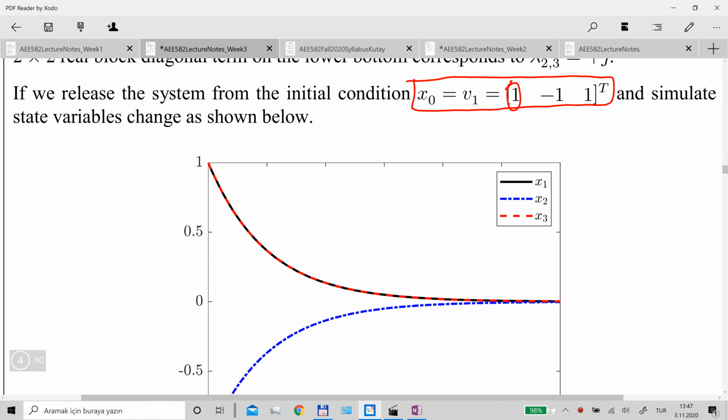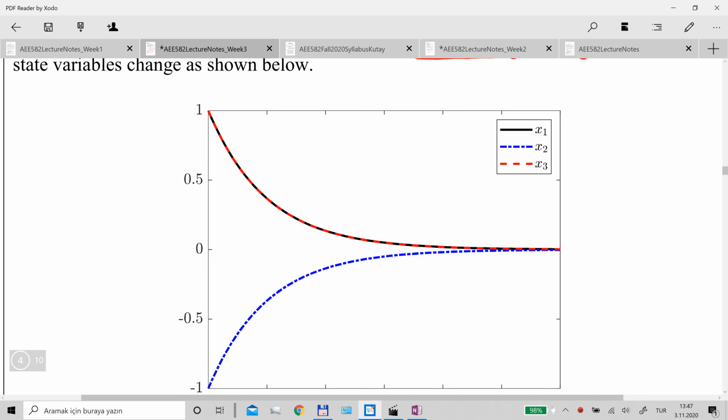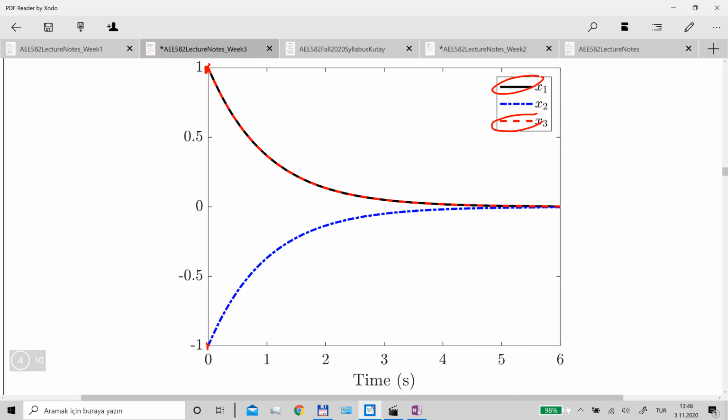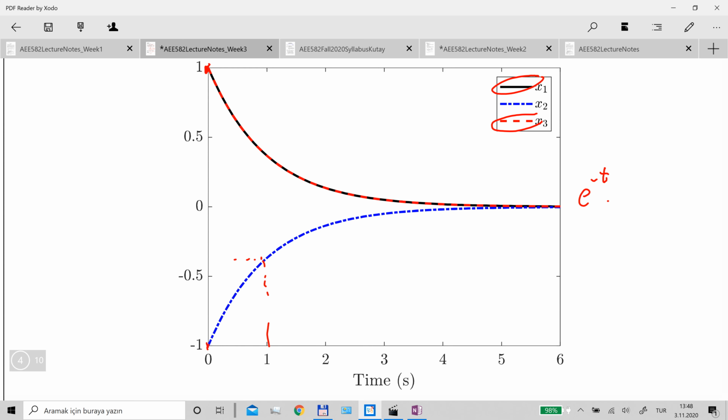As you can see, they start from the corresponding initial values. The first and third state variables start from +1, and they are these black and red dashed lines. They start from here, and the second state variable starts from -1, and they converge to 0. They do that with a time constant of 1 second. So you can verify that this corresponds to that mode. You have e to the power minus t times, well, this is basically the response for the first and the third ones, and for the second one, there's a negative sign in front of it.